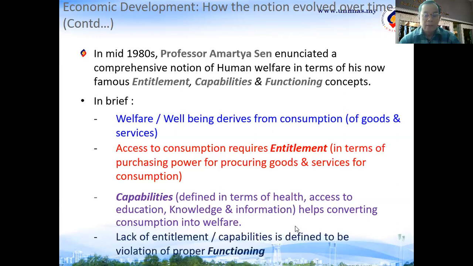And if you lack entitlement or you're lacking capabilities, that, according to Professor Sen, is defined to be a violation of proper functioning. In other words, you can't function properly without having the entitlement, without having the capabilities. So it's a new concept, relatively, but it's something quite interesting.